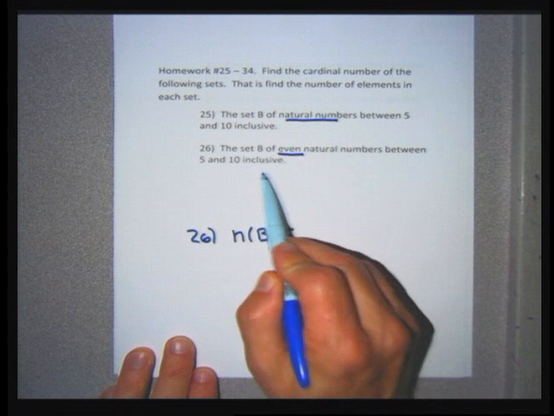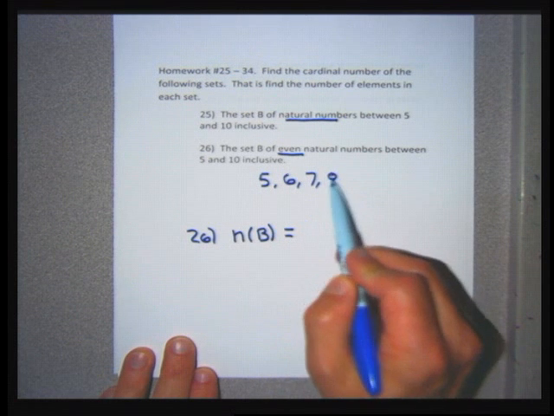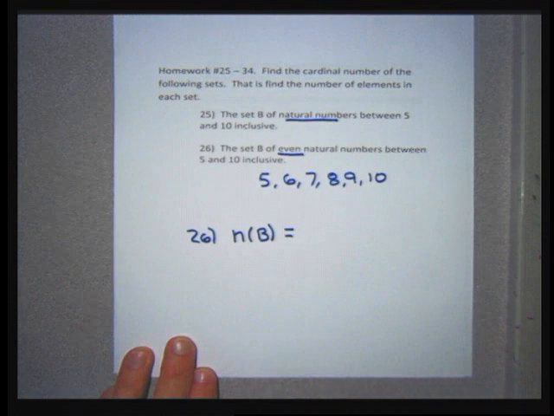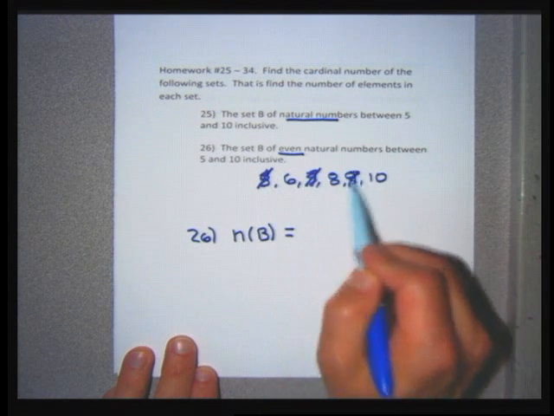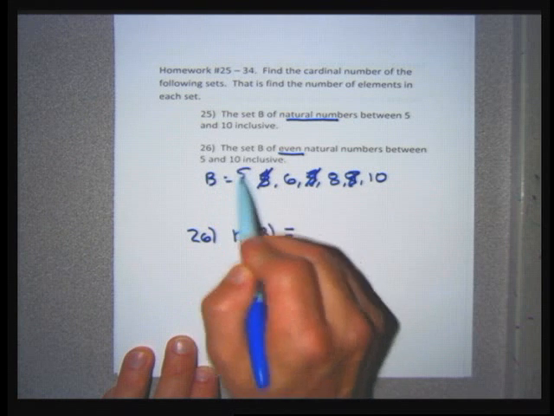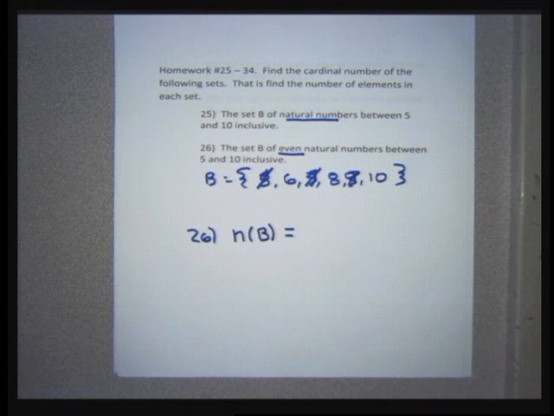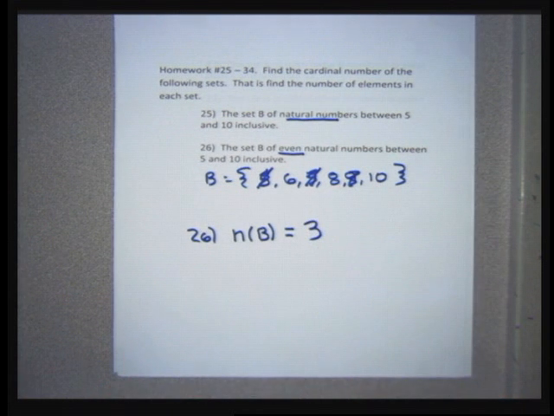So when I list my set, the natural numbers between 5 and 10 inclusive are the numbers 5, 6, 7, 8, 9, and 10. That would be the set for your set B, but for me, I'm only wanting even numbers, so I'm going to take from this set and get rid of the odd numbers. So my set B would have the even natural numbers between 5 and 10. I would be allowed to include the 5 if it was even, but it's not. My set B has the elements 6, 8, and 10. It only has 3 elements, so the cardinal number of B is 3.